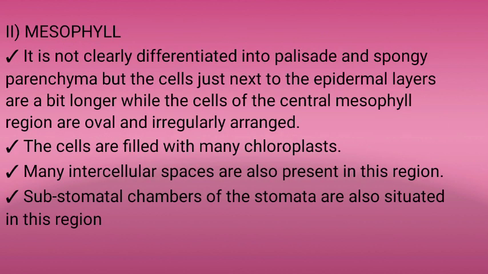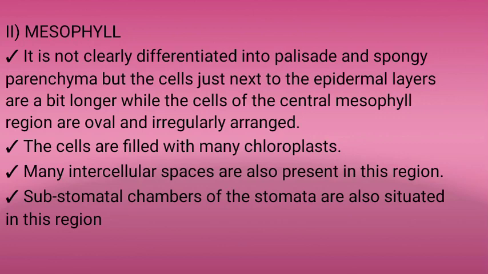Next one, mesophyll. Mesophyll is not clearly differentiated into palisade and spongy parenchyma, but the cells just next to the epidermal layers are a bit longer, while the cells of the central mesophyll region are oval and irregularly arranged. These mesophyll cells are filled with many chloroplasts to perform photosynthesis. Many intercellular spaces are also present in this region. Substomatal chambers of the stomata are also situated in the mesophyll region only.